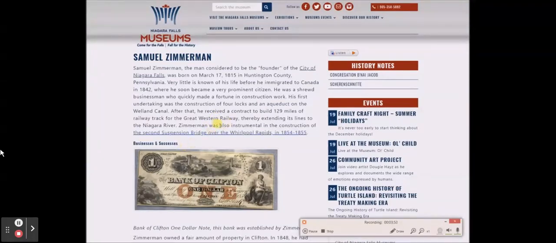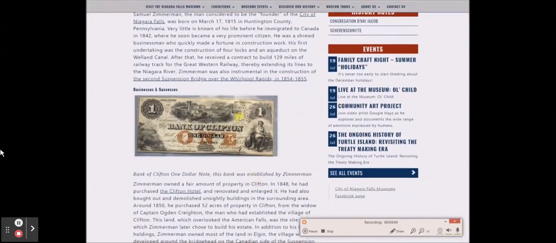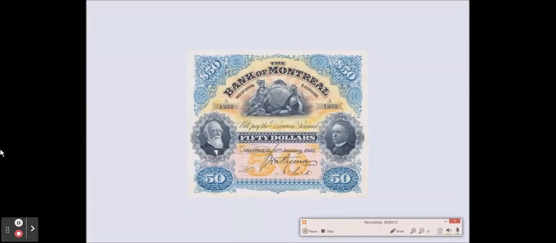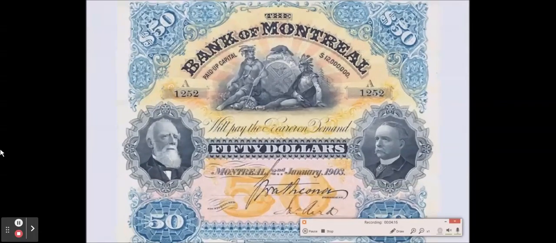Zimmerman was also instrumental in the construction of the second suspension bridge over the Whirlpool Rapids in 1854 to 1855. So that puts a date on this bridge in the picture. This is a Bank of Montreal certificate, I guess for $50. So this is a banknote, even though it looks a little bit more like a stock certificate.